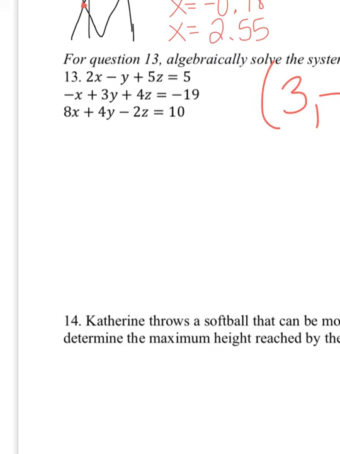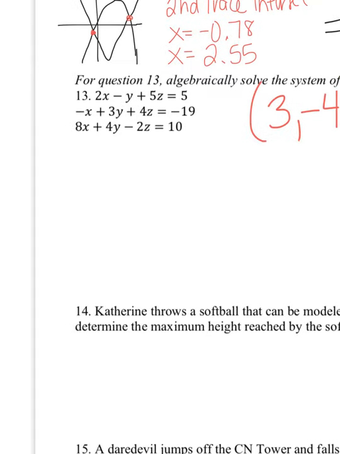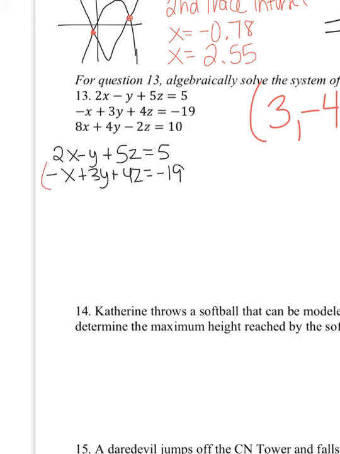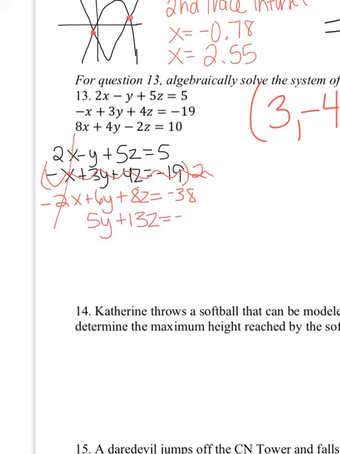So I'm going to start by doing elimination on equation 1 and equation 2. So 2x minus y plus 5z is 5, and then negative x plus 3y plus 4z is negative 19. I am going to eliminate the x values. You can eliminate something else if you want, but to do that, I'm going to multiply the second equation by 2. It now turns into negative 2x plus 6y plus 8z is equal to negative 38. So now this I'm going to cross out. So 2x minus 2x cancels. Negative y plus 6y is 5y plus 13z equals negative 33.